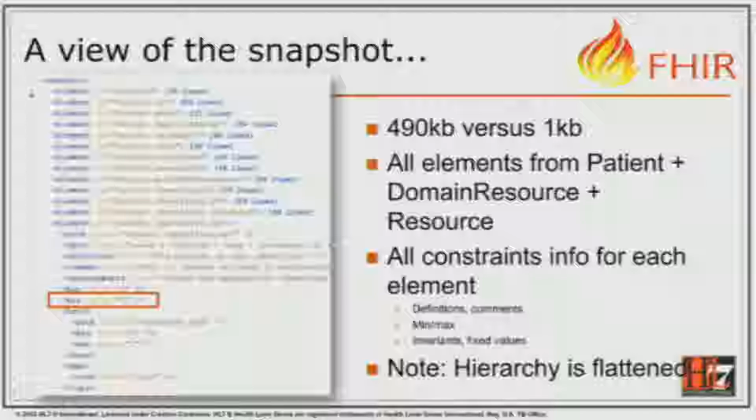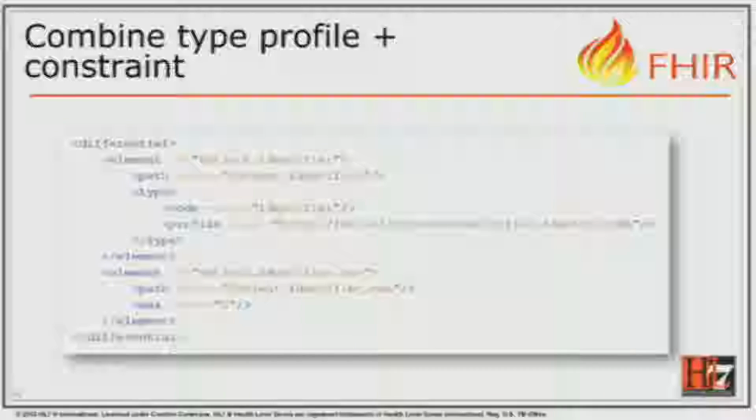But it does contain everything you need to validate an instance against my new structure definition that I'm defining here. And by the way, as you can see, these elements are not nested. It's a flat list. You are using the path here with the dots to specify the hierarchy within a structure.